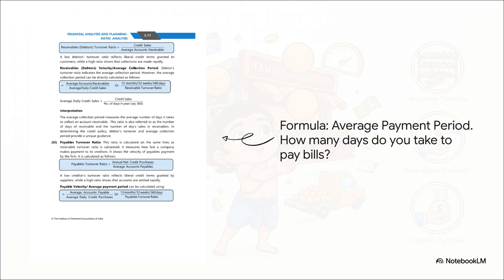Now, here's the interesting part. A longer period isn't always bad. It can mean he's cleverly using his suppliers' credit to manage his own cash flow. But it's a very delicate balance. You don't want to make your suppliers angry.